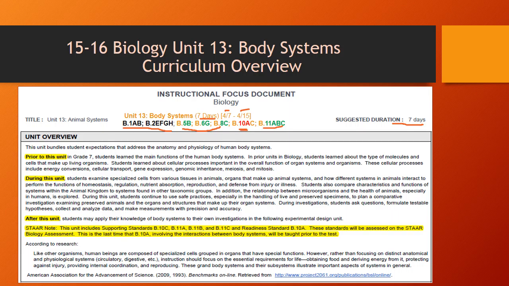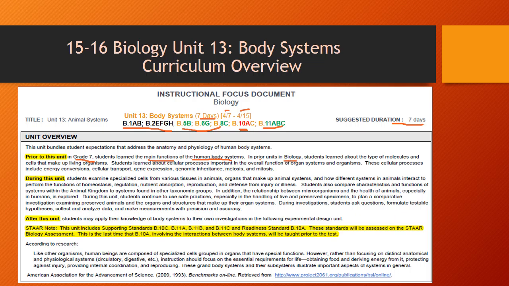Now, prior to this unit, we are going back over everything we've covered pretty much from the beginning of the school year up until now. It's also encompassing concepts from 7th grade. Students learn the main functions of the human body systems. They didn't really go into the interactions of the body systems, but they understood the function of the body system and a few of the organs within those body systems.